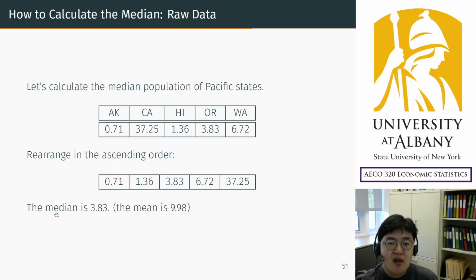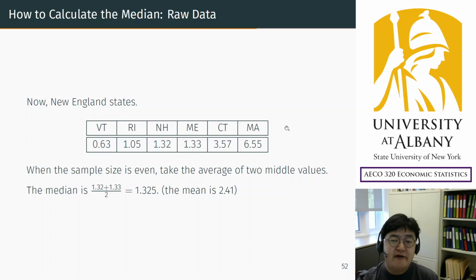Just as a comparison, if you calculate the average of these 5 states' population, you get nearly 10 million. But the median is less than 4 million. So the difference is more than twice, right? The mean and the median are quite different. In this case it is pretty easy, nothing to worry about. But when you have an even number of observations, it's still a little tricky, but not a big problem.